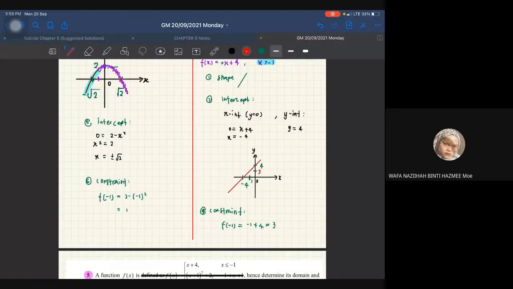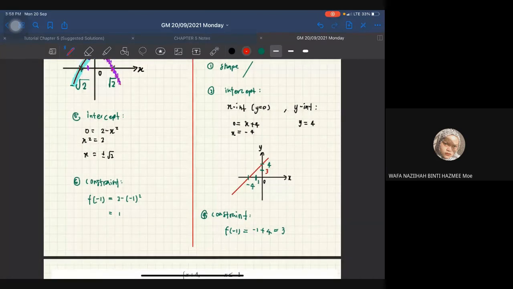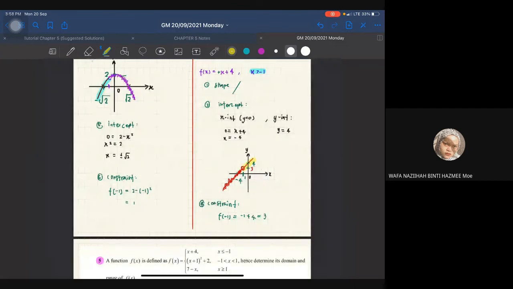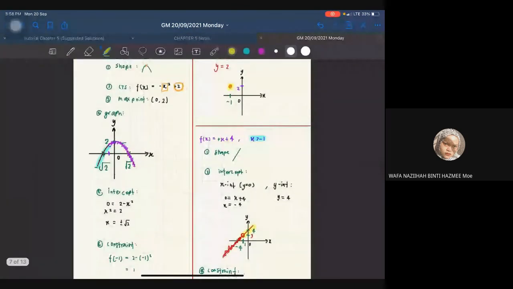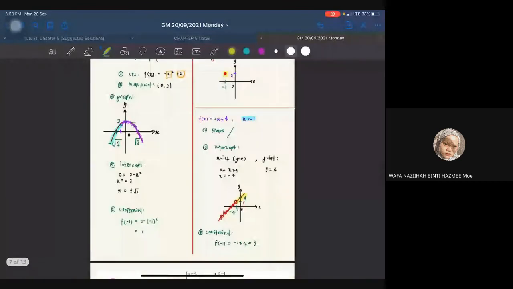Okay, so graph awak dia hanyalah pada negative 1 sampai infinity. Okay, so before negative 1, awak kena padam that part. Okay, so kita akan buat satu bulat yang kosong sebab dia tak ada equal sign dekat sini. Okay, and then yang belakang ni semua kita akan padam. Okay, so maksudnya graph awak hanyalah this one sahaja. Okay, so sekarang kita dah ada ketiga-tiga graph kita. So ni 1, 2, 3. Okay, so sekarang apa yang kita kena buat adalah kita combinekan everything. Okay, so saya tambah page.